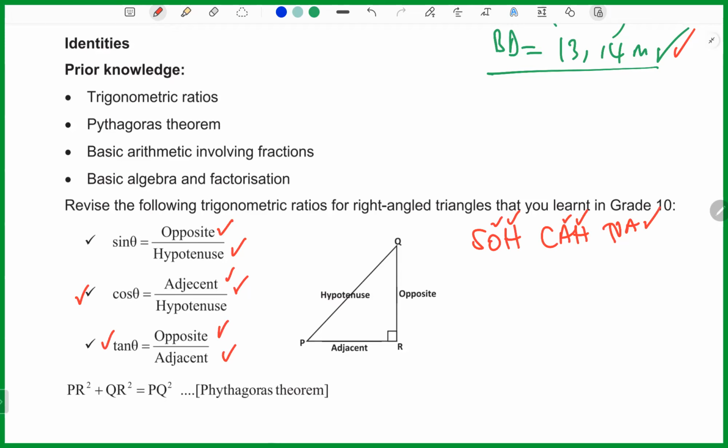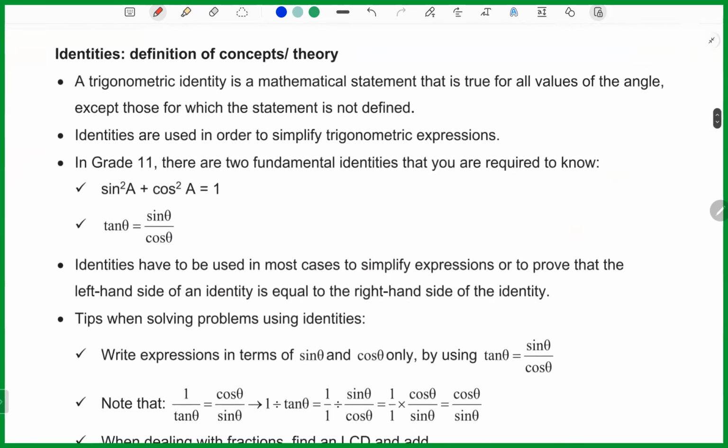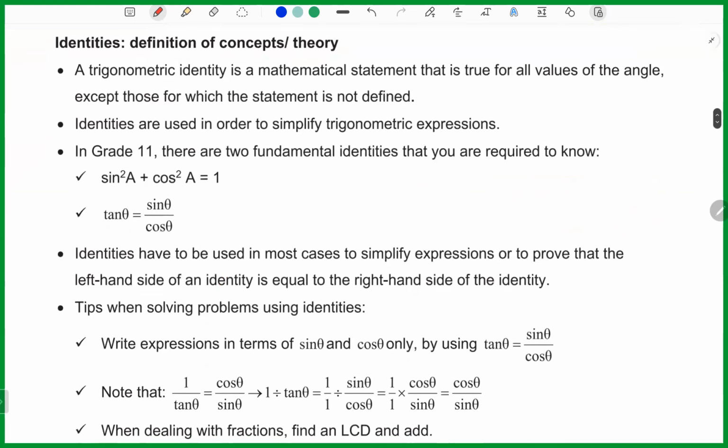All right, so you have the Pythagoras theorem then, which is PR squared plus QR squared equals PQ squared. So this is what we call the Pythagoras theorem. The Pythagoras theorem works in a right-angled triangle. Nothing very obvious. You remember the following identities. I want to just mention them in passing.